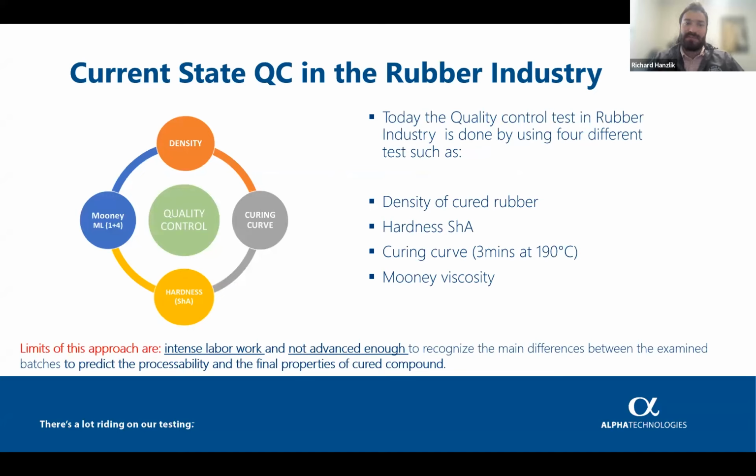So, the current state of QC in the rubber industry. Today, the quality control test in the rubber industry is done mainly by 4 different test methods, such as the density of the cured rubber, the hardness of the cured rubber, the cure curve, like an MDR or ODR curve, and Mooney viscosity. Some limits of these approaches are, a lot of these are labor intensive and not advanced enough to recognize the main difference between the examined batches to predict the processability and the final properties of the cured compound.